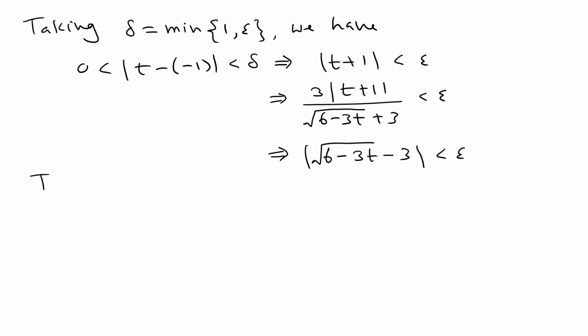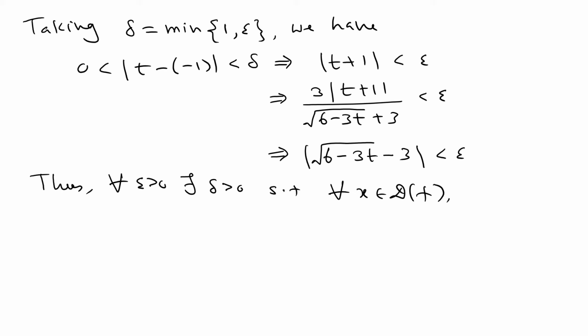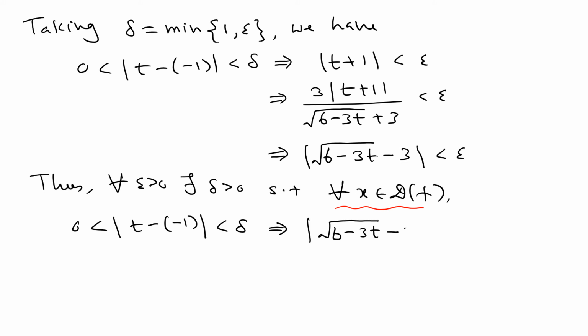So then, to summarize the complete argument: for all epsilon there is a delta positive such that for all x in the domain of the function, that's very important, sometimes we don't write this one, but that makes the whole argument wrong, because if you get some values which are not in the domain, the implication does not follow. So |t minus 1| less than delta implies |square root of 6 minus 3t minus 3| less than epsilon. So that's exactly the epsilon-delta argument.